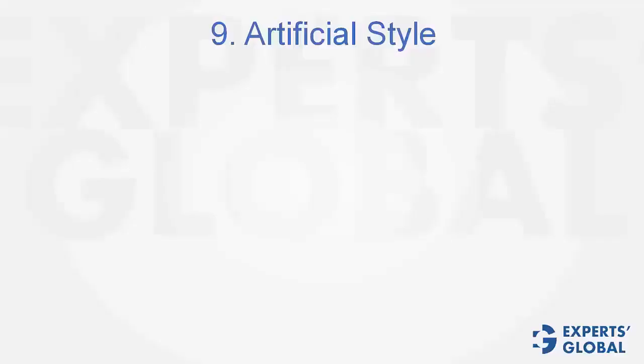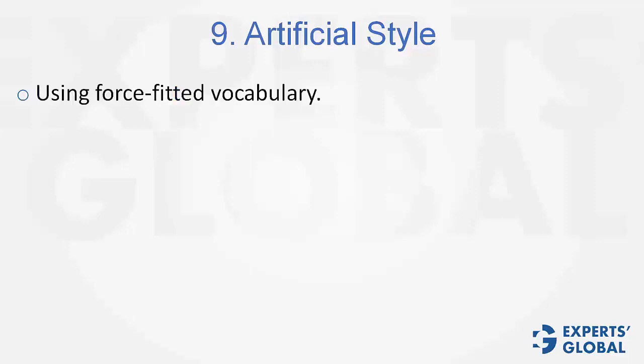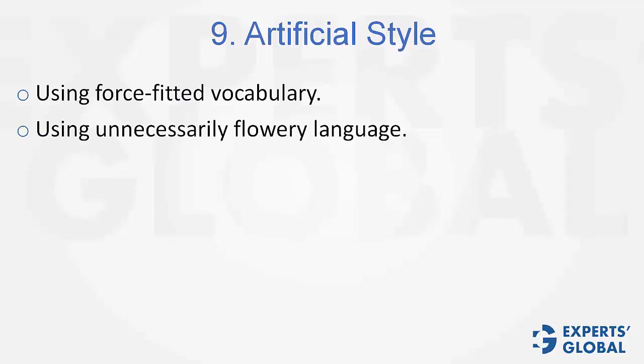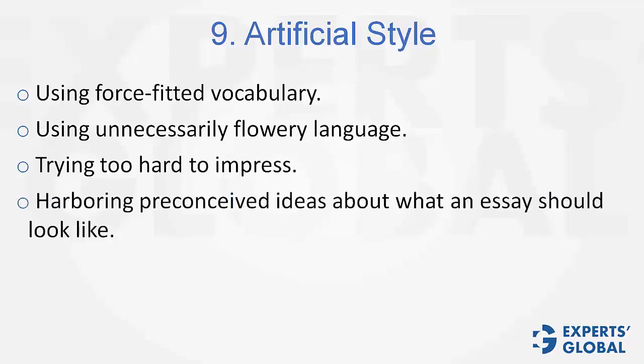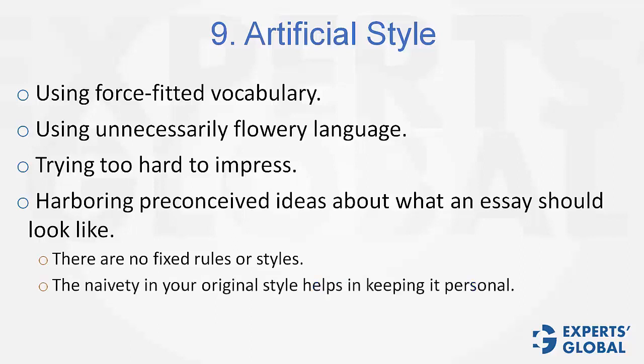Artificial style, writing in a way that is not natural to you. Using force-fitted vocabulary. Using unnecessarily flowery language. Trying too hard to impress. And generally, all of this happens out of some preconceived idea that you may have about how these MBA essays should be like. While the fact is that there are no fixed rules or styles, the content needs to be impactful. And your naivete in your original style of writing is only going to make your essay look personal. It is something that is going to work in your favor.